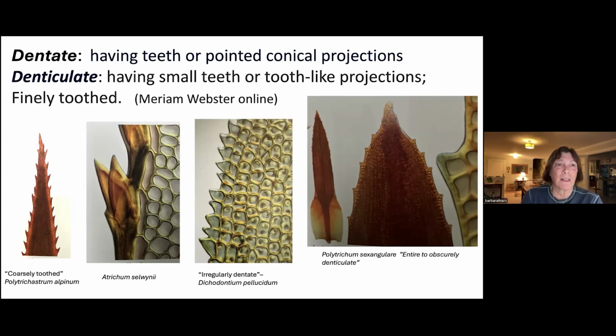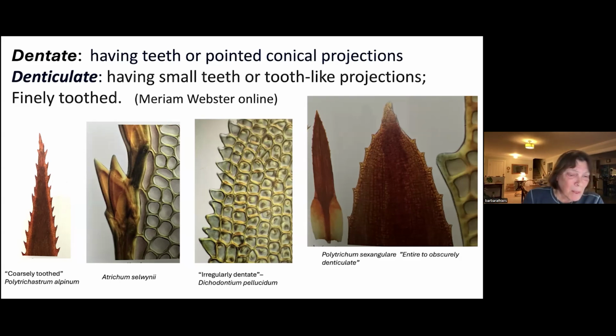A leaf with large teeth along the margins would be dentate. Denticulate, they would be smaller. And then there are other things that are used to describe it too. The California flora calls the apex of Polytrichastrum alpinum coarsely dentate, which, how coarsely differs from large teeth or strongly dentate, I'm not really sure.